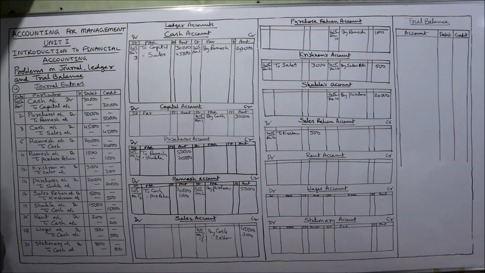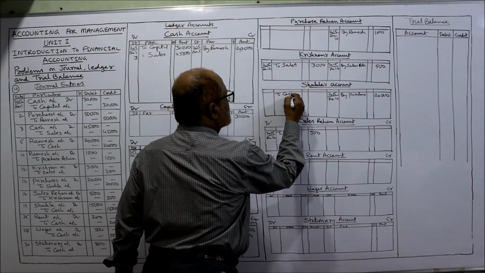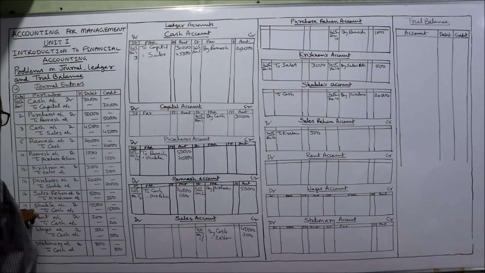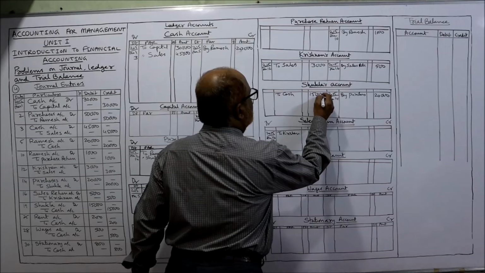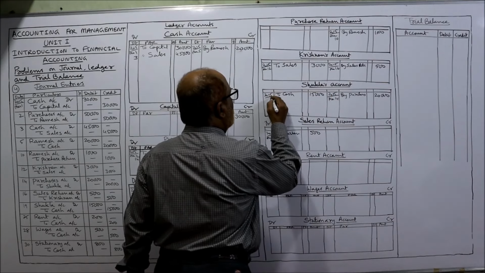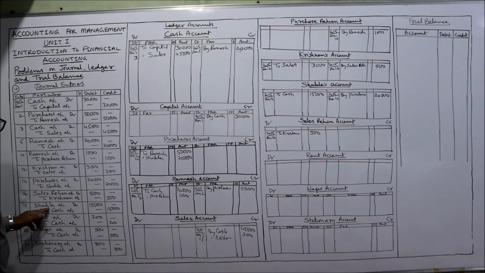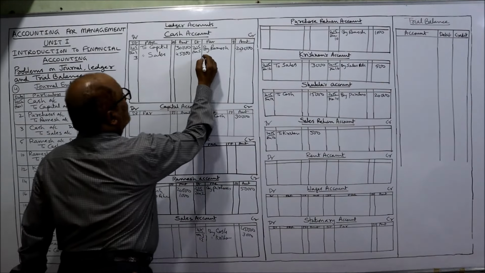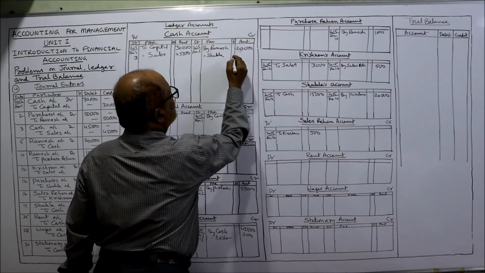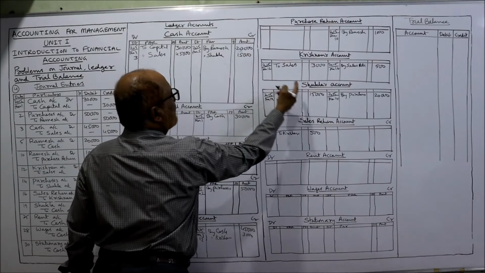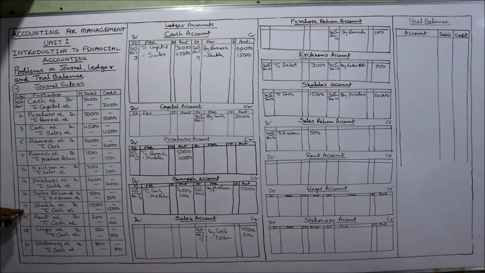Next March 19. Shukla account debtor to cash. So Shukla account debit side to cash, 15,000. It is 19th, 2015 March 19. So Shukla account is debited. Cash account should be credited by Shukla. It is 15,000 paid on 19th March. That's all. So 19th completed.